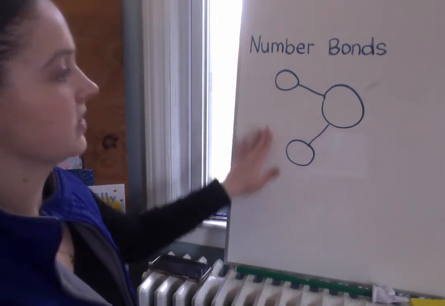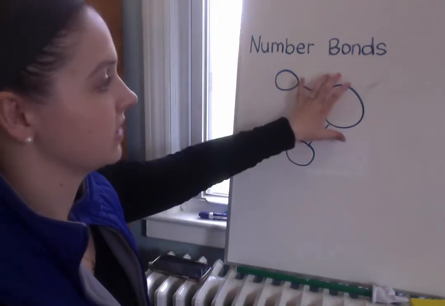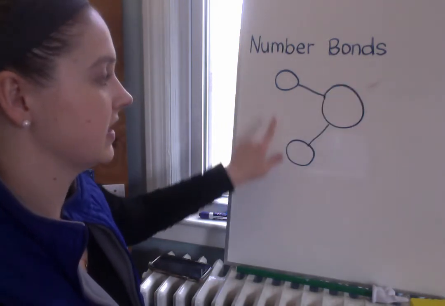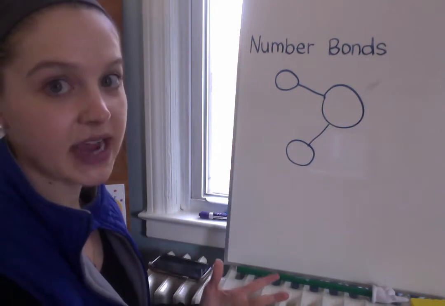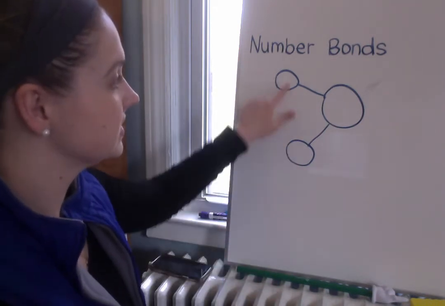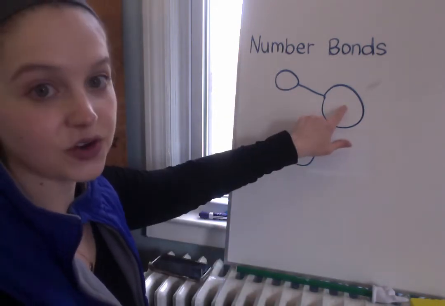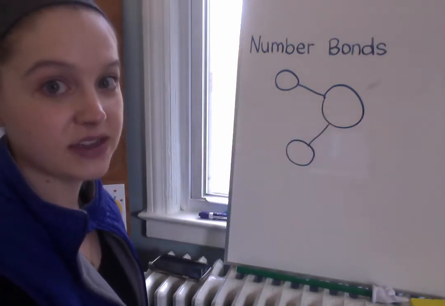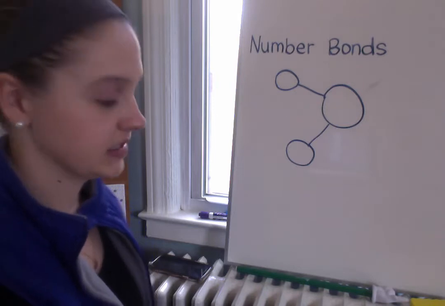What's the same about the number bond is that it's going to look the same. We're going to have one big circle over here and two small circles on this side. When we did adding, we filled in the small circles and then our answer went in the big circle. But subtraction is going to be different. Let me show you a few examples.